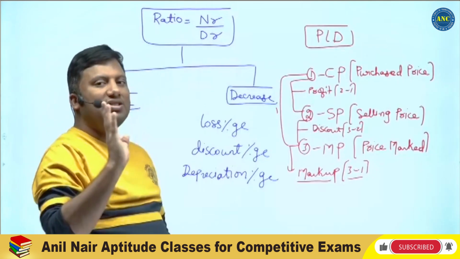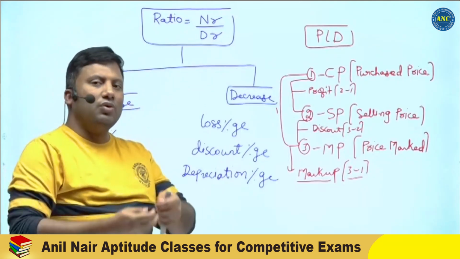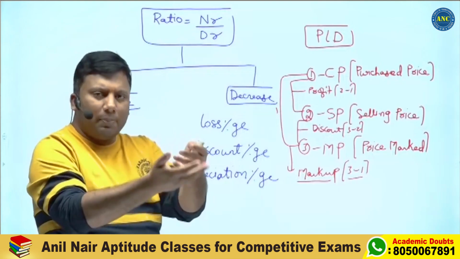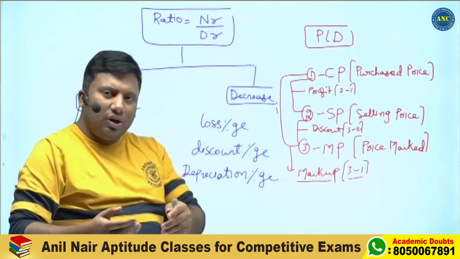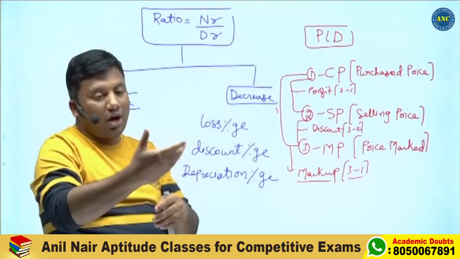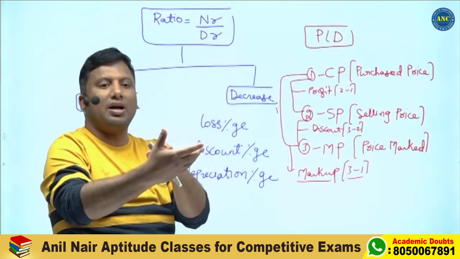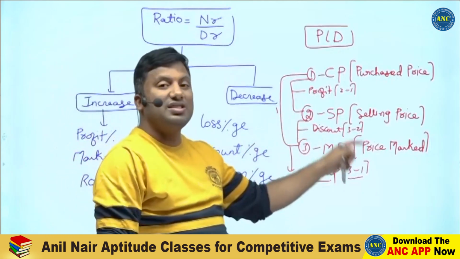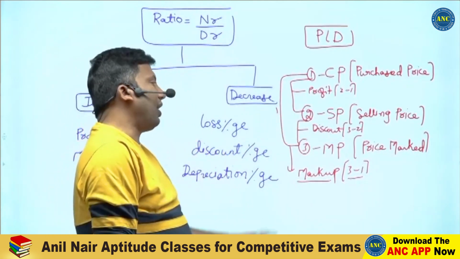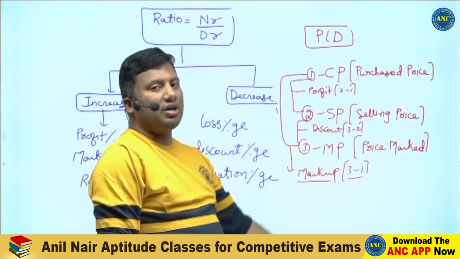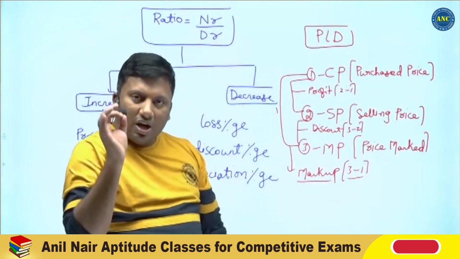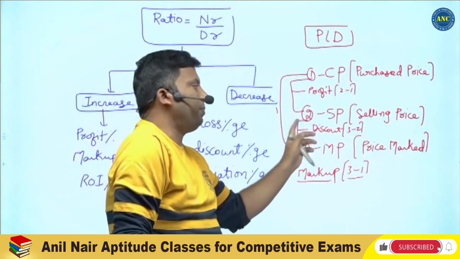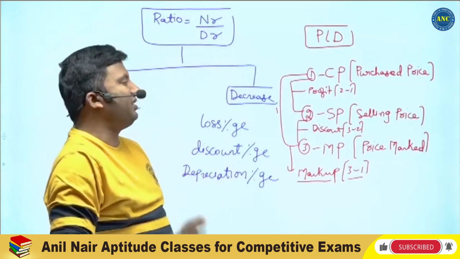There are three prices in profit, loss and discount. You went to a shop, you bought a product, which is cost price. You saw a product and there is a price marked on the product, which is the marked price. And you sold a product to a shop, which is the selling price. Cost price is 1, selling price is 2 and marked price is 3.